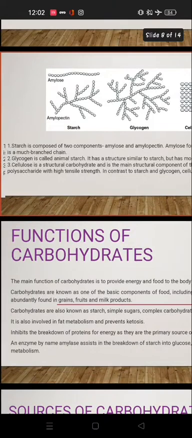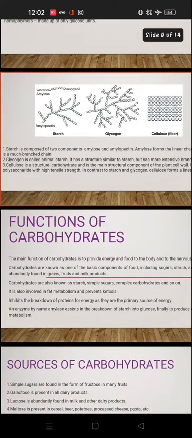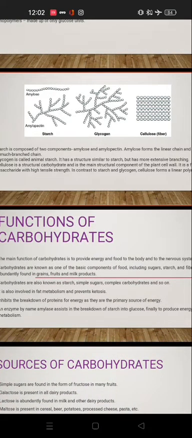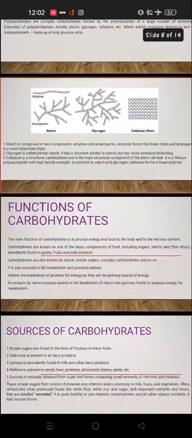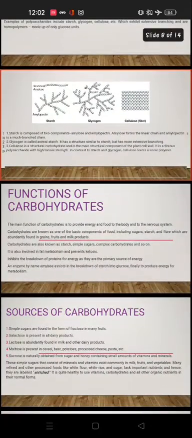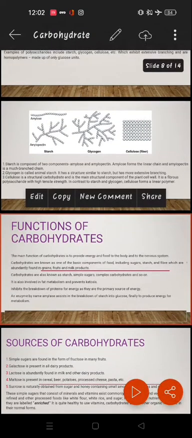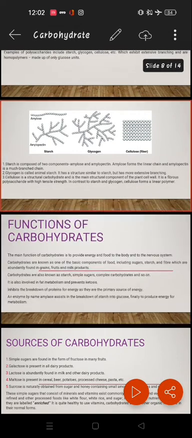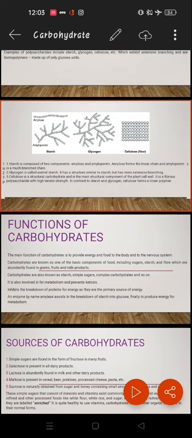Now we discuss starch. Starch is composed of two components, amylose and amylopectin. Amylose forms the linear chain, and amylopectin is a much branched chain. Glycogen is called animal starch. It has a structure similar to starch but has more extensive branching. Third is cellulose. Cellulose is a structural carbohydrate and is the main structural component of the plant as well.